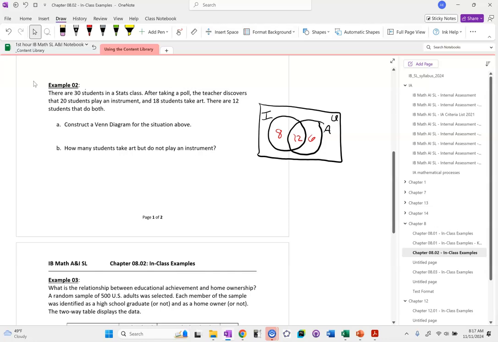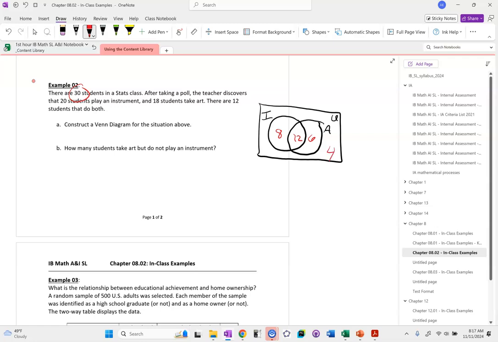Part B then says, one other thing. What have we forgotten to do? How many should be placed? 30, right? How many have we placed? 26. Where do those extra 4 have to go?